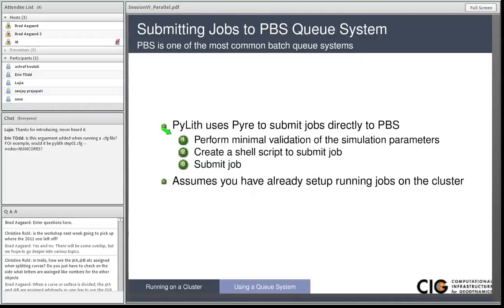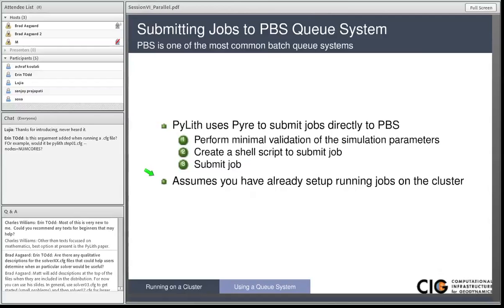And it assumes that you've already set up running jobs on the cluster. So if your particular cluster requires that you be able to use SSH into the compute nodes, we assume that you already have that set up. PyLith does not check if there is any very customized setup in that submit script to the batch system. It does not do that for you.